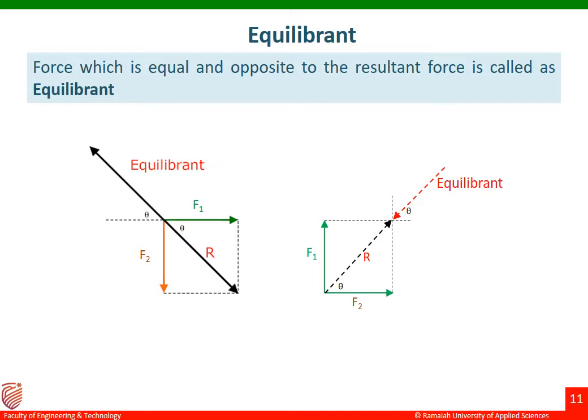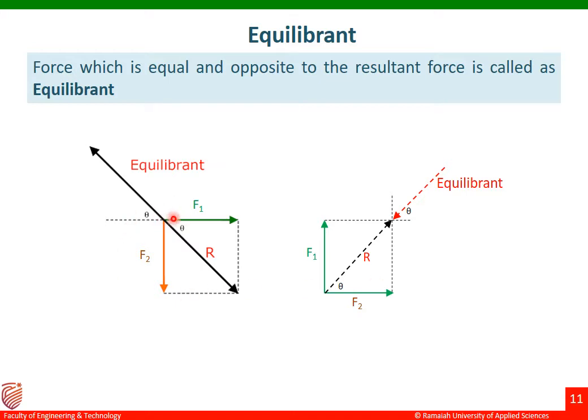I'll repeat it once again. Force which is equal and opposite to the resultant force is called equilibrium. You can see from the figure what the direction of equilibrium is and what the direction of the resultant is. There are two forces F1 and F2 which are acting at a point here.